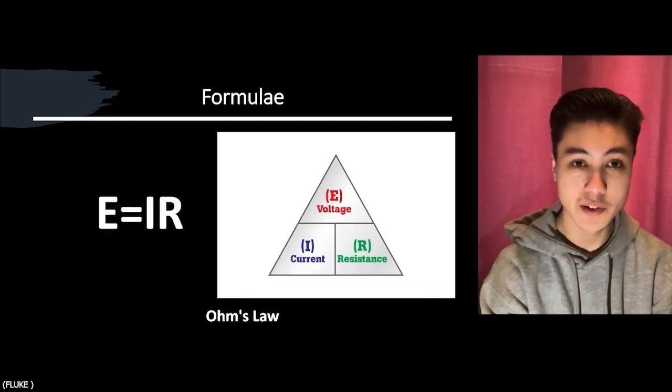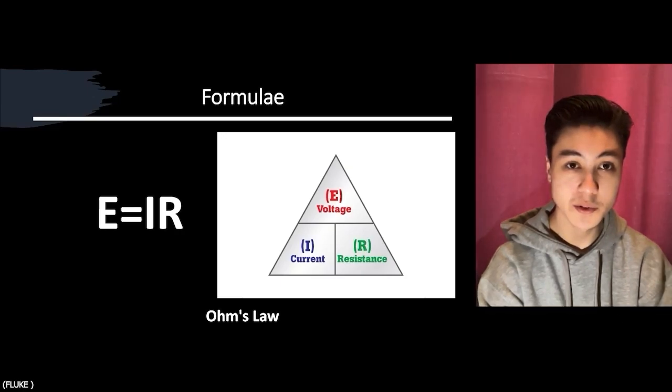Ohm's law. Expressed in an algebraic formulation, Ohm's law is used to determine electrical circuit characteristics. E equals IR, where the current and resistance are used to calculate the voltage.